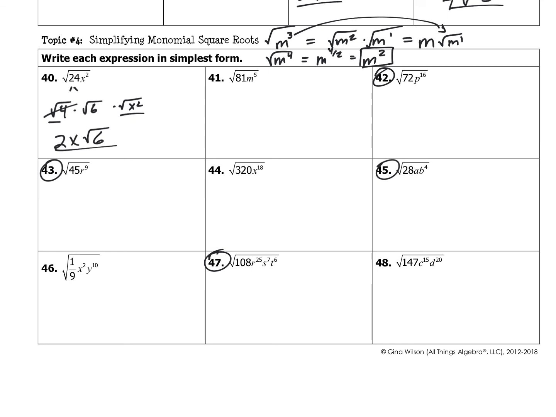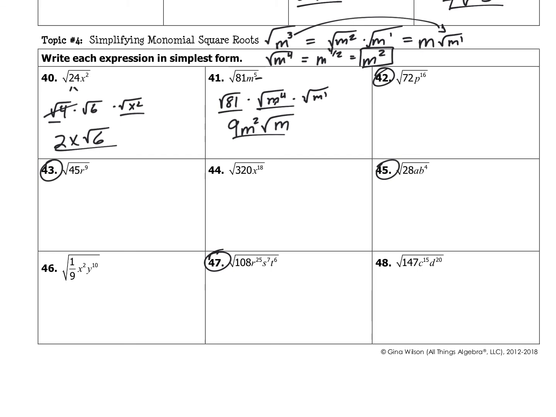So number 41, we can break this apart into the square root of 81 times the square root of m to the fourth times the square root of m to the first. Since I noticed that this was an odd exponent, I rewrote it by taking 1 out and leaving it as m to the fourth times m to the first. Now these two I can take the square root of. The square root of 81 is 9. Square root of m to the fourth is m squared. And we have the square root of m left behind.